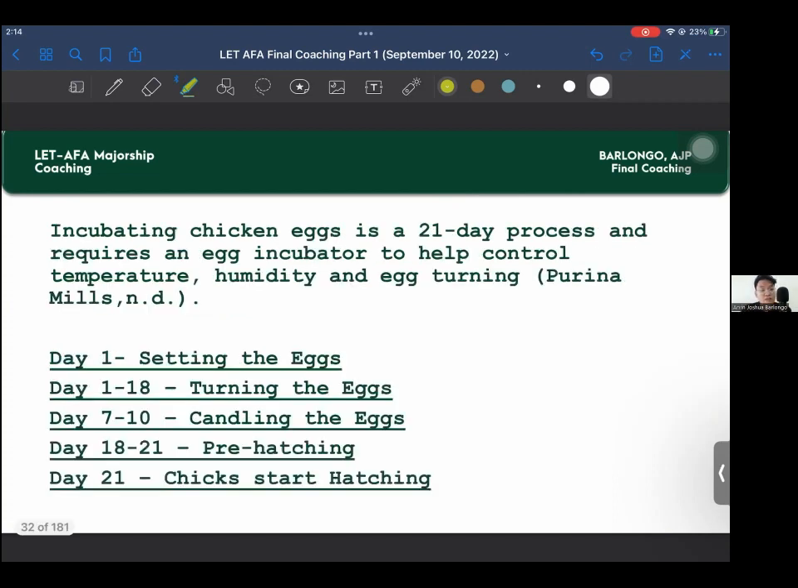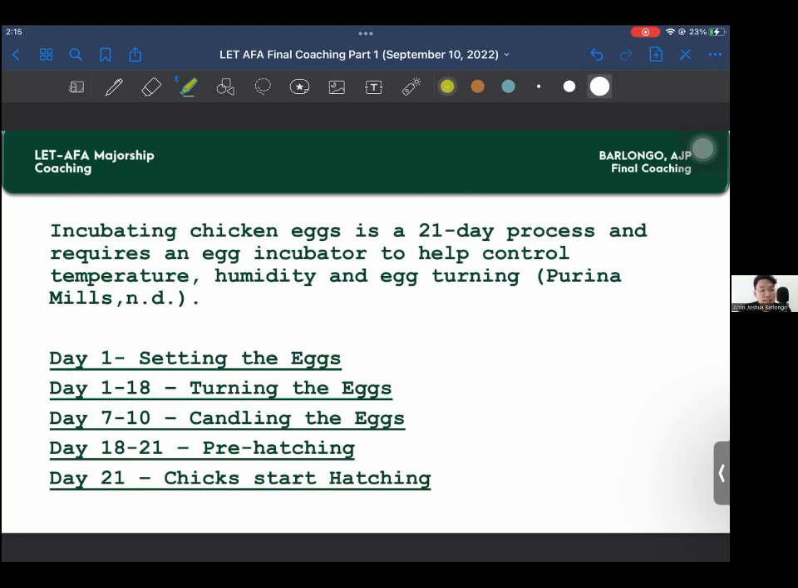Okay. So, ito yung proseso ng pag-incubate na chicken eggs. Incubating chicken eggs is a 21-day process and requires an egg incubator to help control temperature, humidity, and egg turning. This is according to Purina Mills website. For day one, setting the eggs, which means ilalagay mo yung eggs sa incubator. From day 1 to day 18, imagine na 18 days mo ito-turn yung egg. Hindi lang dapat siya isang position, dapat tina-turn mo siya.